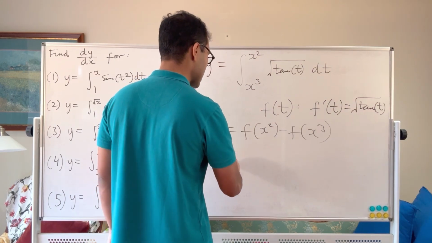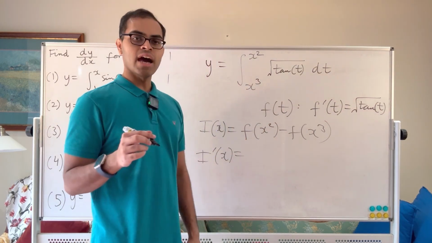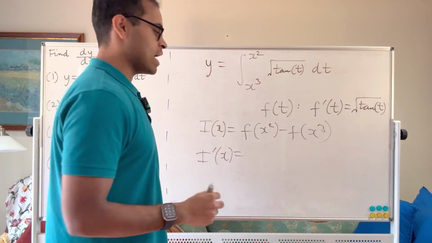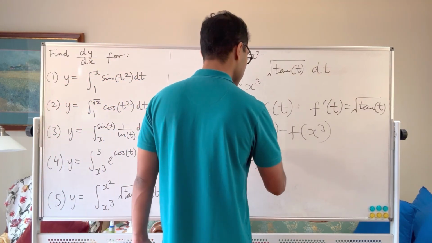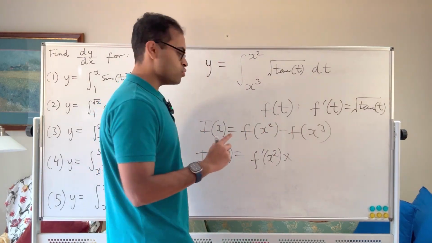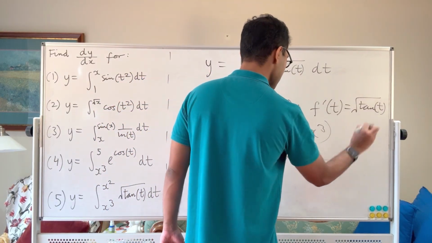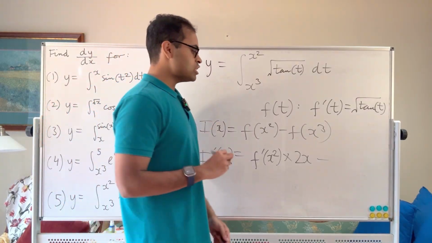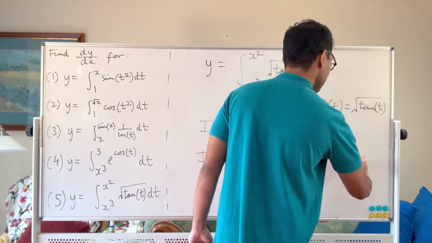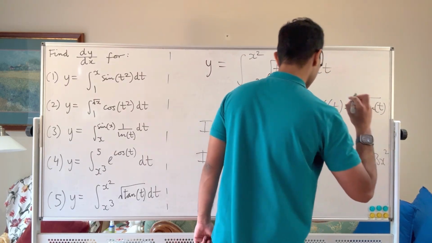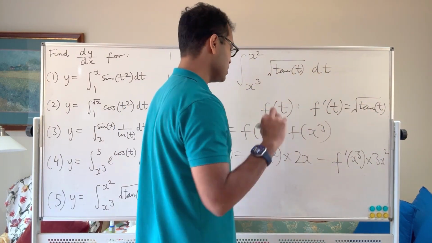So I prime of x is going to equal, we're going to have to do two chain rules now. This is the first problem where we have two chain rules. So first we get f prime of x squared times the derivative of x squared, which is 2x. And then we're going to subtract off the derivative of f of x cubed, which again by the chain rule is f prime of x cubed times the derivative of x cubed, which is 3x squared. Okay, and now what we have to do is just plug in.